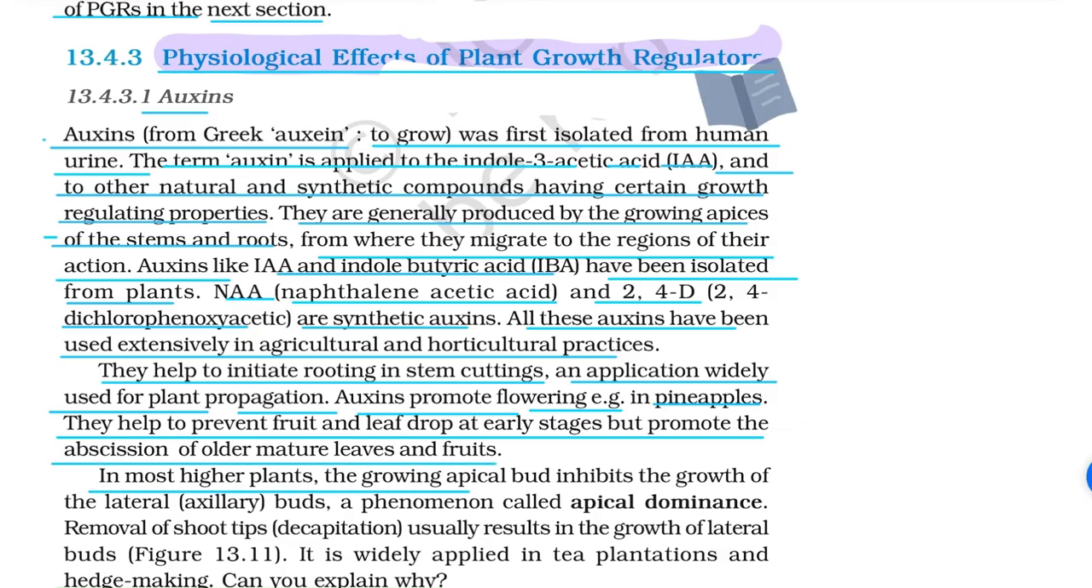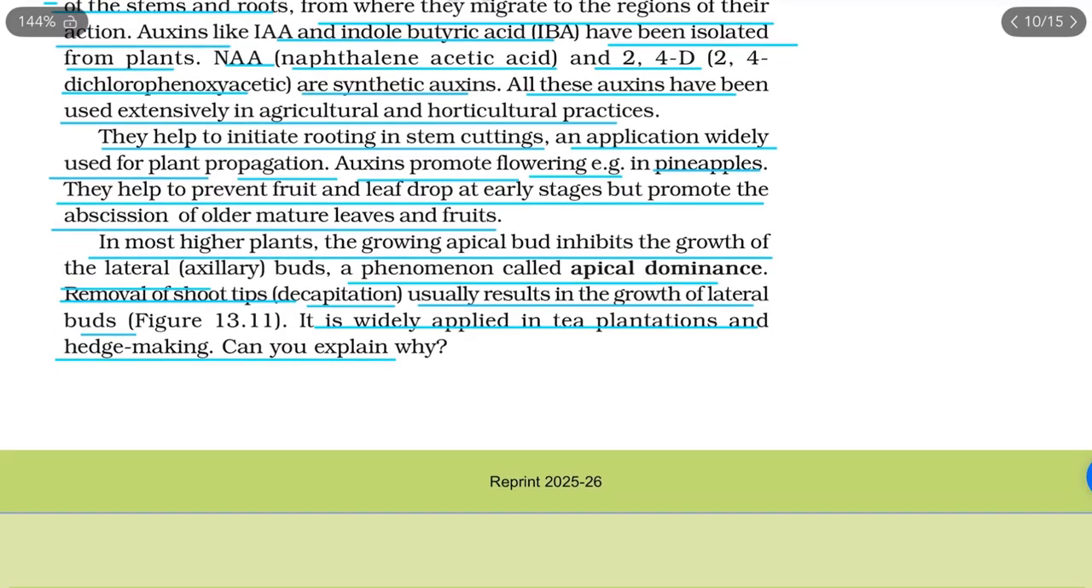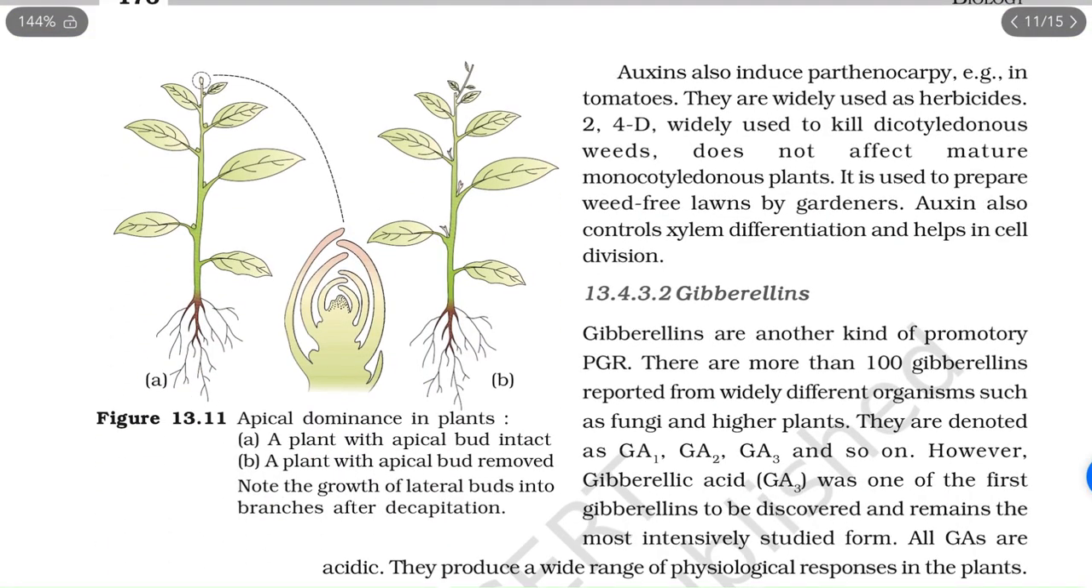In most higher plants, the growing apical bud inhibits the growth of lateral axillary buds, a phenomenon called apical dominance. The removal of shoot tips, decapitation, usually results in the growth of lateral buds. It is widely applied in tea plantations and hedge making. Can you explain why? So answer this question.